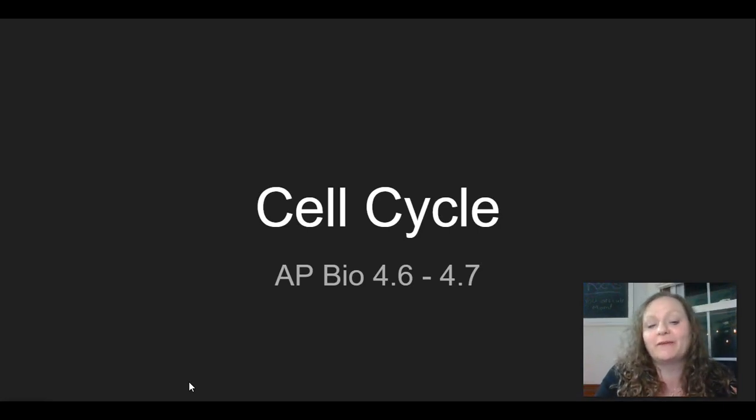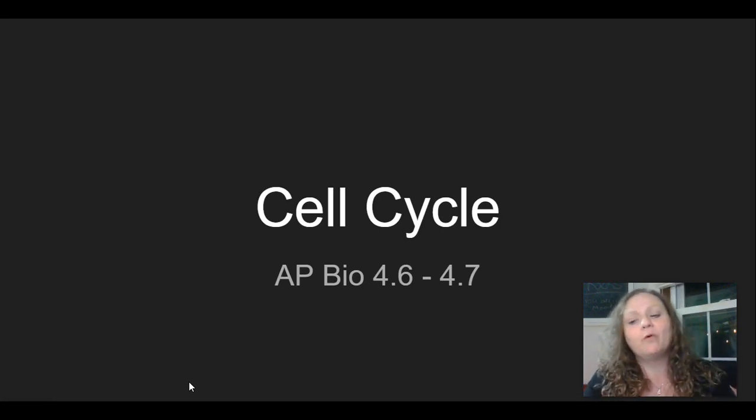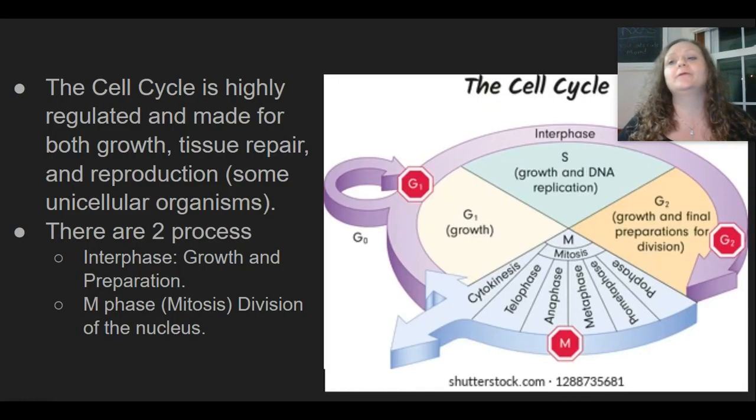Today we are going to be talking about the cell cycle and how it's regulated. This is AP Bio topics 4.6 through 4.7. You absolutely need to know the cell cycle. And so, in fact, I encourage you to copy down this diagram that I have sitting to the right. The cell cycle itself is highly regulated.